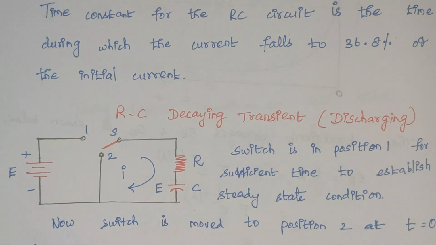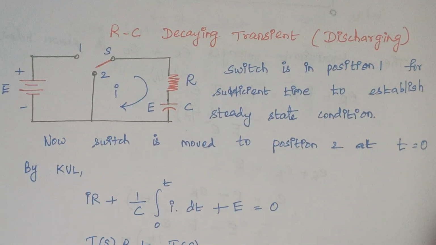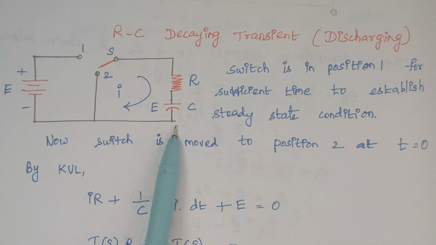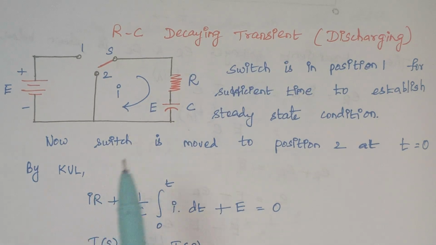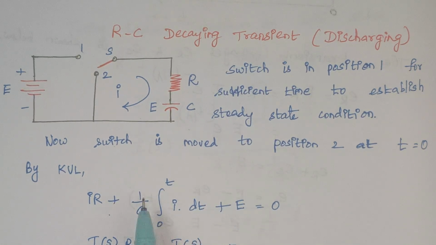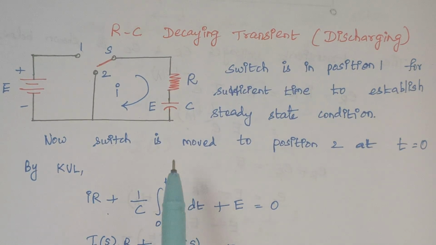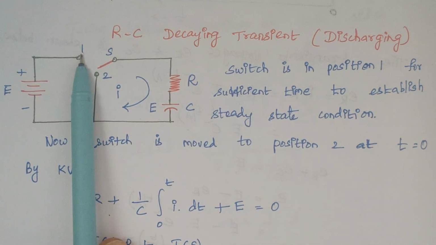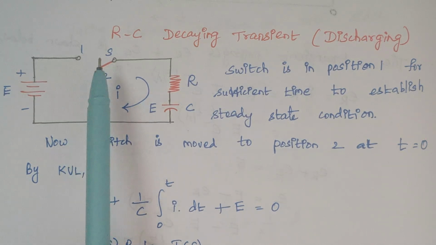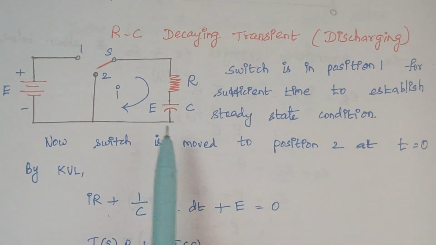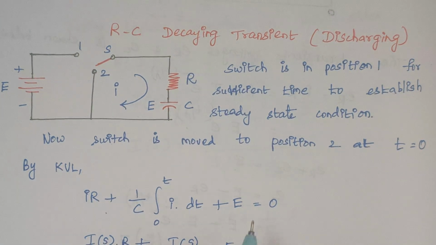Whenever you write the expression, when you apply KVL, again the voltage across the resistor and the voltage across the capacitor are taken into account. So here the voltage across the resistor is I into R, and the voltage across the capacitor is 1 by C integral of 0 to t I dt. Plus, there is a voltage which is stored across the capacitor when the switch is in position 1, and that voltage is not discharged. It is still present because we are instantly moving the switch from 1 to 2. Therefore, that is taken into account, which is denoted as E here.